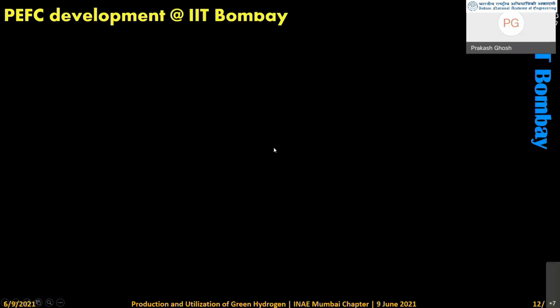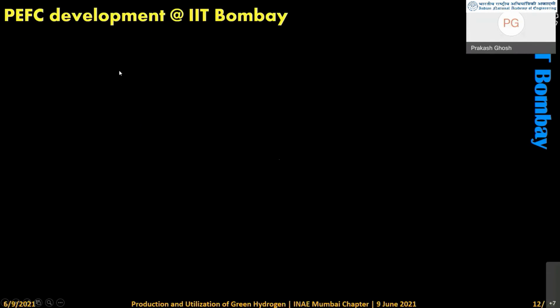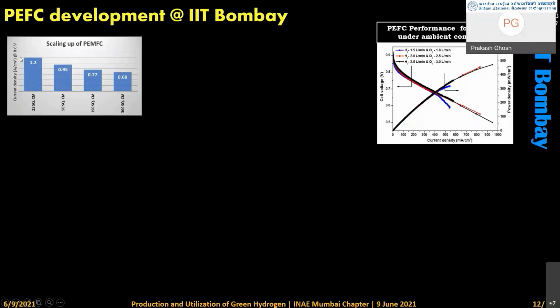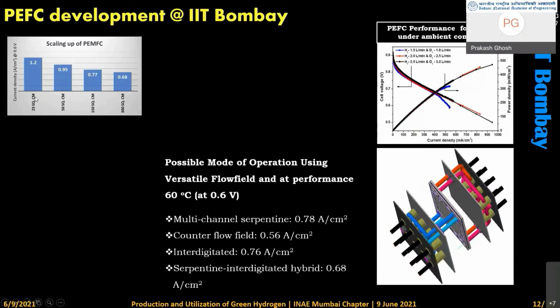So at IIT Bombay, we started with a small cell. If you see the scaling of the cell, we started with 25 square centimeter a few years back when I joined here, and then slowly now it's 300 square centimeter. We have actually gone to 400 square centimeter now with a metallic bipolar plate. And always I want to mention, we are trying to test mostly with air. Here you can see oxygen, but always we do without humidification. So we do our own humidification inside the cell itself. We do not use any external humidifier for this type of testing.